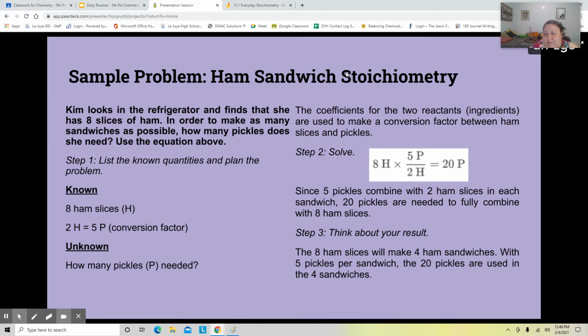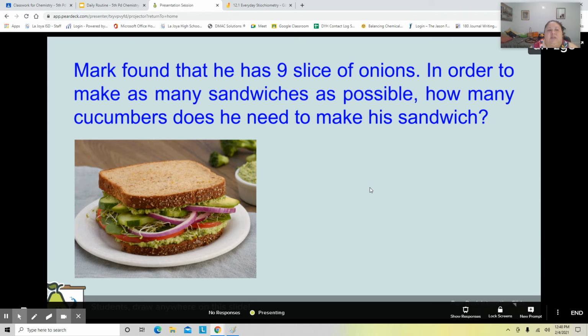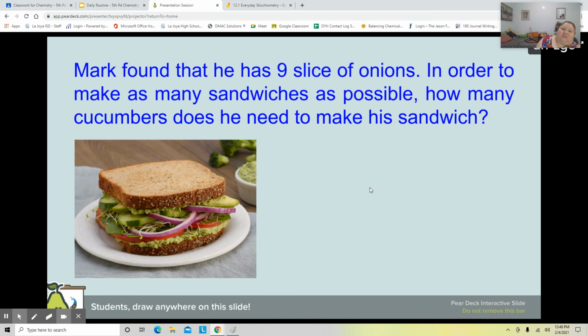You can see the 8 pickles right here. All right. Now it's your turn. You're going to use the information from the reaction earlier, from the equation that we made in the first pair deck question. You're going to change 8 slices of onions because they're asking you to change them to cucumbers. How many cucumbers do you need? So you're changing your 8 slices of onion to cucumbers.